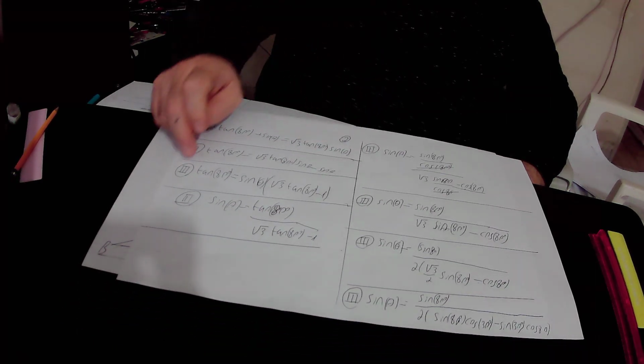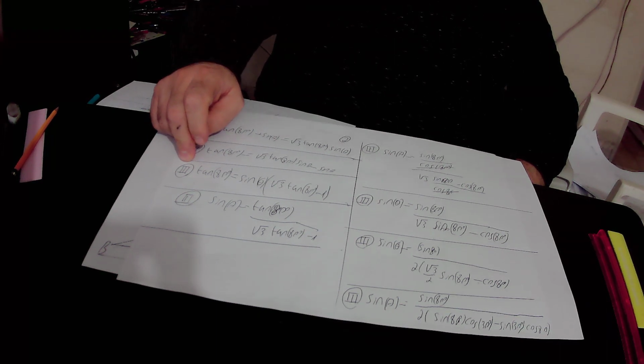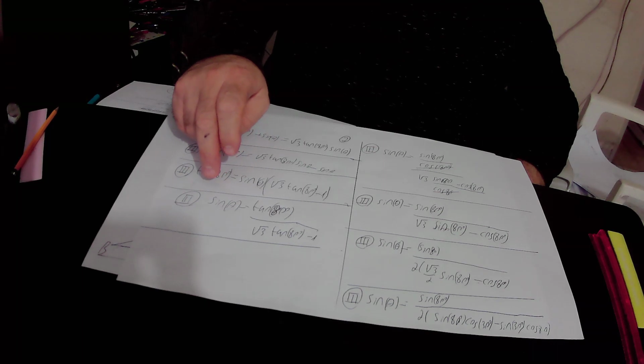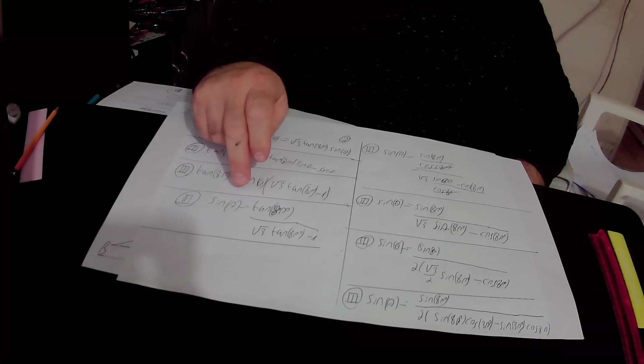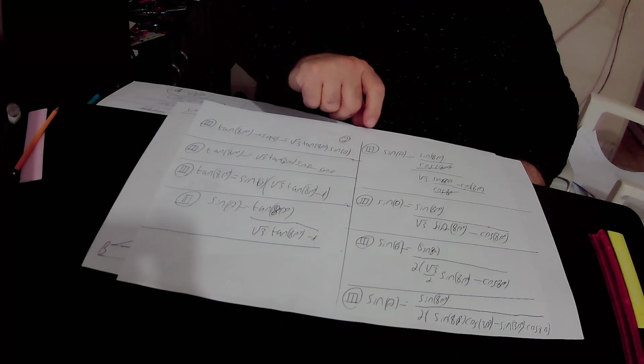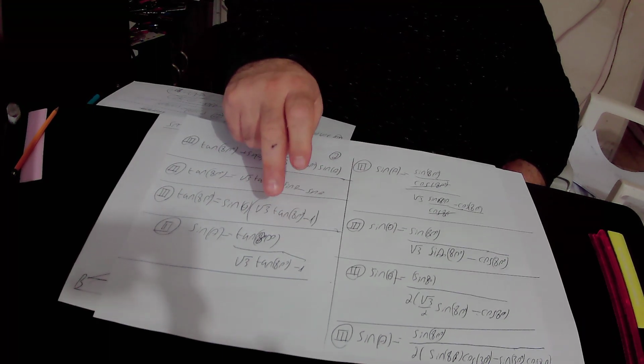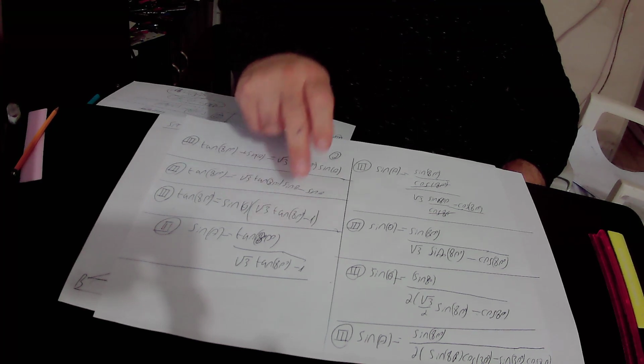Here we divided this equation by square root of 3 times tangent 80 degrees minus 1. And we found out that sine theta equals tangent 80 degrees over square root of 3 times tangent 80 degrees minus 1. Here we substituted tangent 80 degrees by sine 80 degrees over cosine 80 degrees.